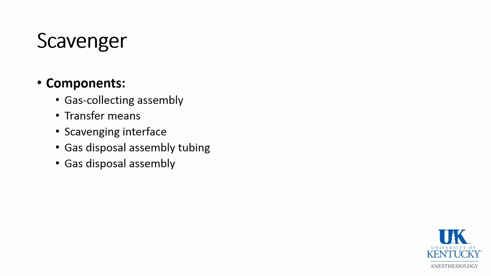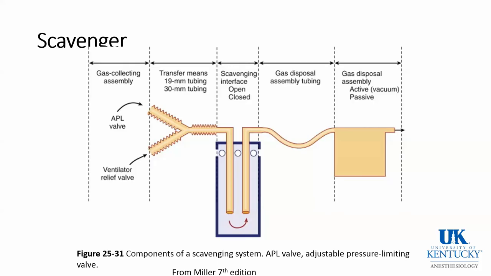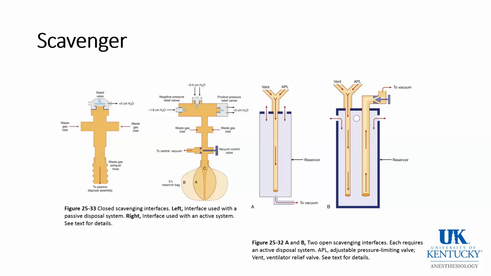Scavengers are composed of a gas collecting assembly, a transfer means, a scavenging interface, gas disposal assembly tubing, and a gas disposal assembly. This is a slide cut and pasted from Miller's 7th edition, and it is pretty straightforward. Scavengers can be either passive or active. The one on the left shows a closed scavenging system, which can be either active or passive.